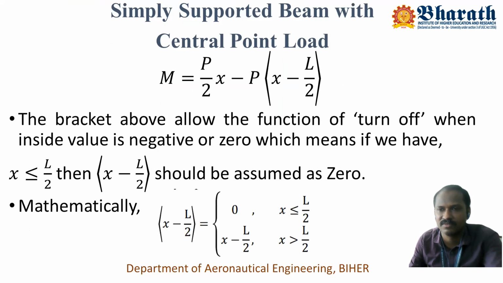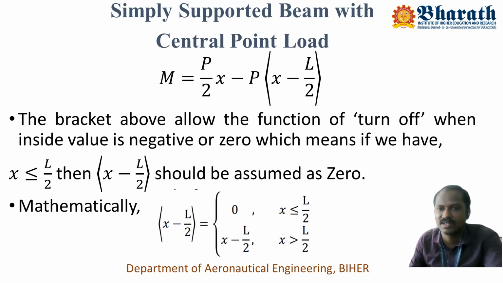So this is the meaning of turn-off. Turn-off means the entire term can be neglected once the value inside the bracket is either a negative value or a 0 value; I am not going to use that particular bracket, it will be left out. Suppose you see here, when x is less than or equal to L by 2, then what happened? Suppose I substitute L by 2 instead of x. So automatically the second term will become 0. That is, the bracket x minus L by 2 term is turning off as 0.